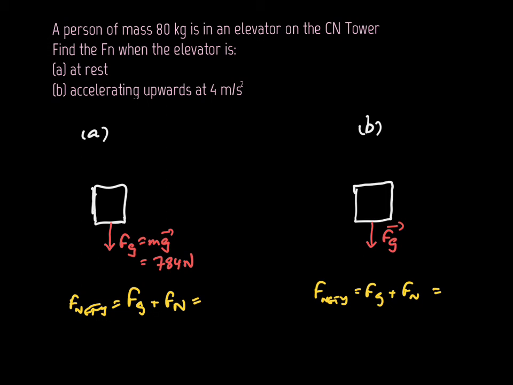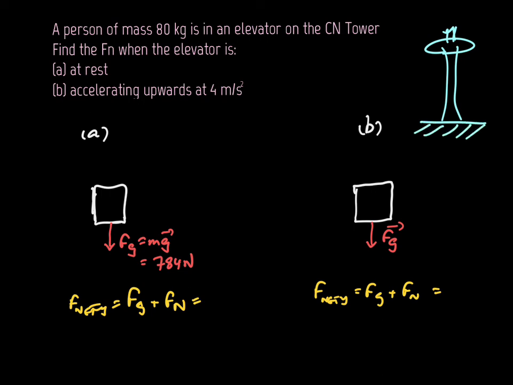Second type of situation where the Fn can change that we talked about is something like an elevator. So an example in front of you here: a person of mass 80 kilograms is in an elevator at the CN Tower, having the time of their life going up and down the elevator. Find the Fn value when the person is at rest or accelerating upwards.